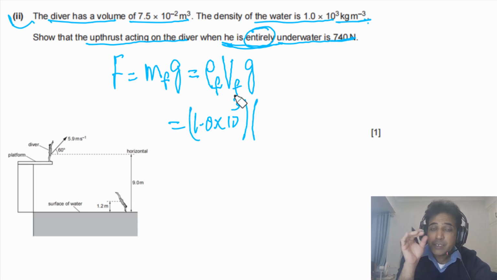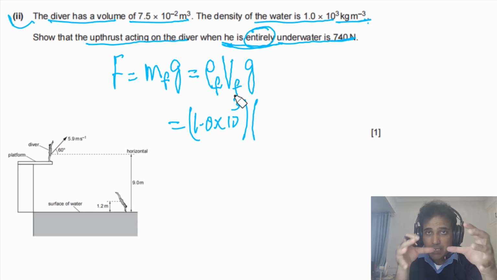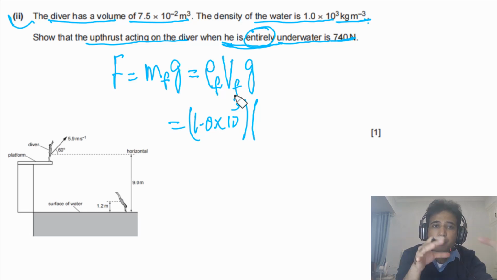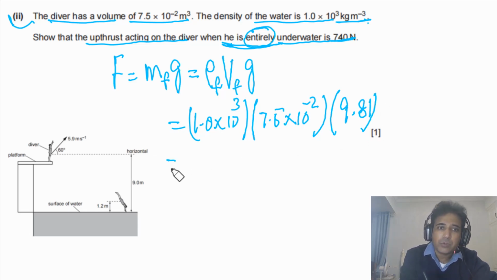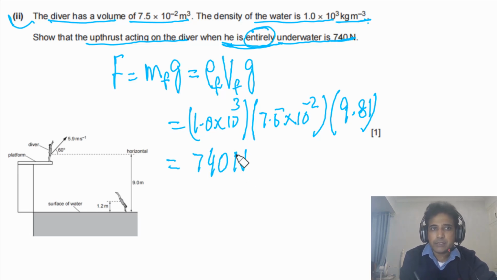of fluid displaced. In this case, the diver is fully inside water, so the volume of fluid displaced is equal to the volume of the person, the volume of the diver. And the volume of the diver we have is 7.5 times 10 to the minus 2, times the value of g, which is 9.81. Now if we solve this, we will get our final answer: 740 newtons. So this is the final answer. This has 2 SF, this also has 2 SF, so the final answer should have 2 SF. So this is our final answer.